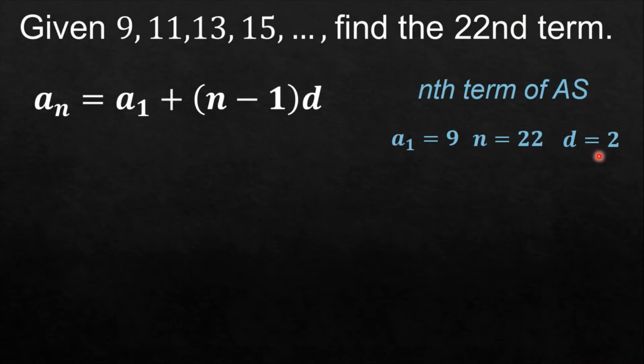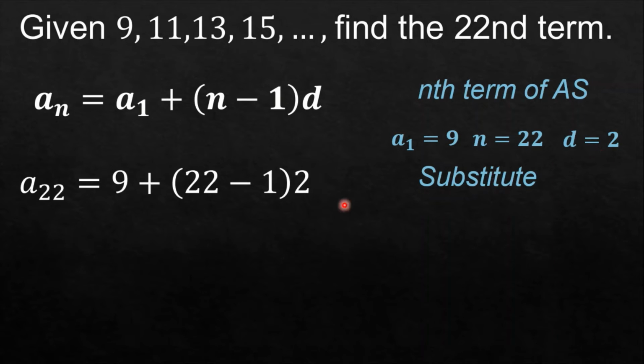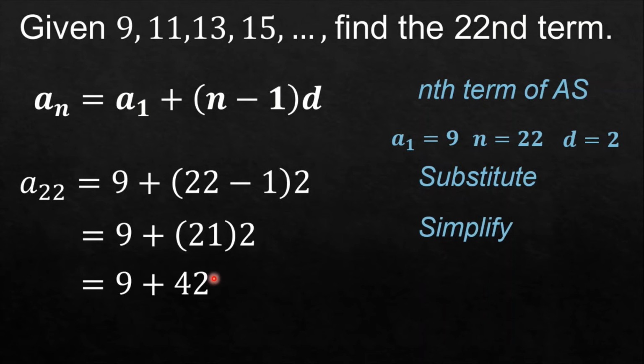Next, we plug in these values to the general term. Substitute lang po natin. We have 9 plus 22 minus 1 is 21 times 2. 21 times 2 is equal to 42. Then, add natin siya with 9. So, the 22nd term is equal to 51.